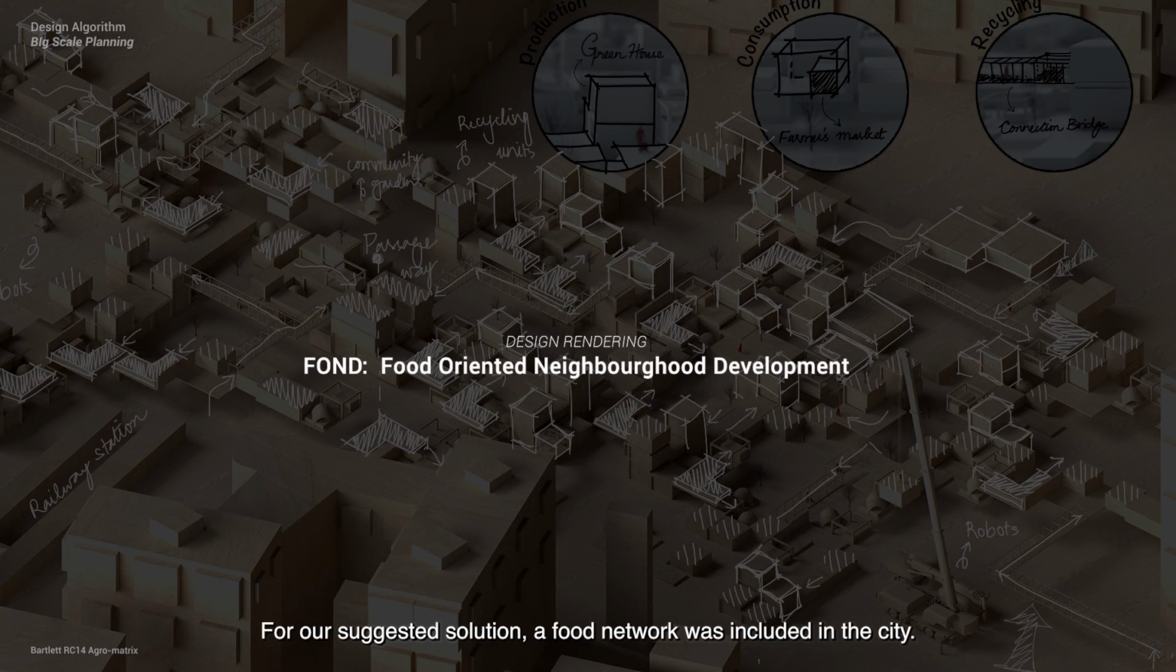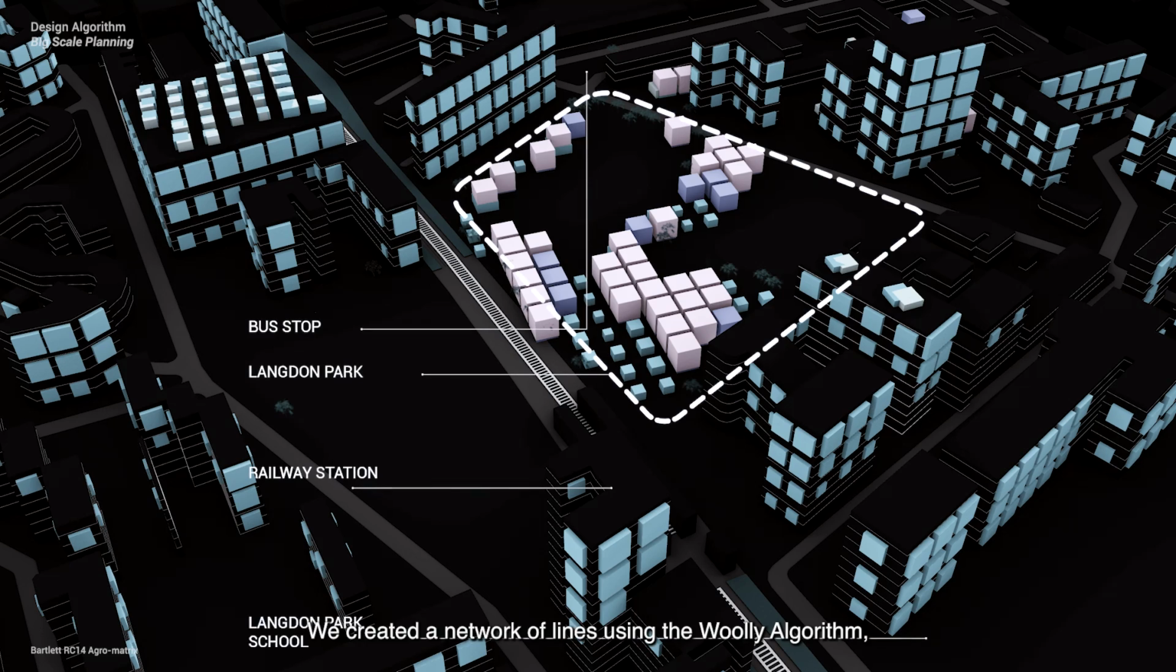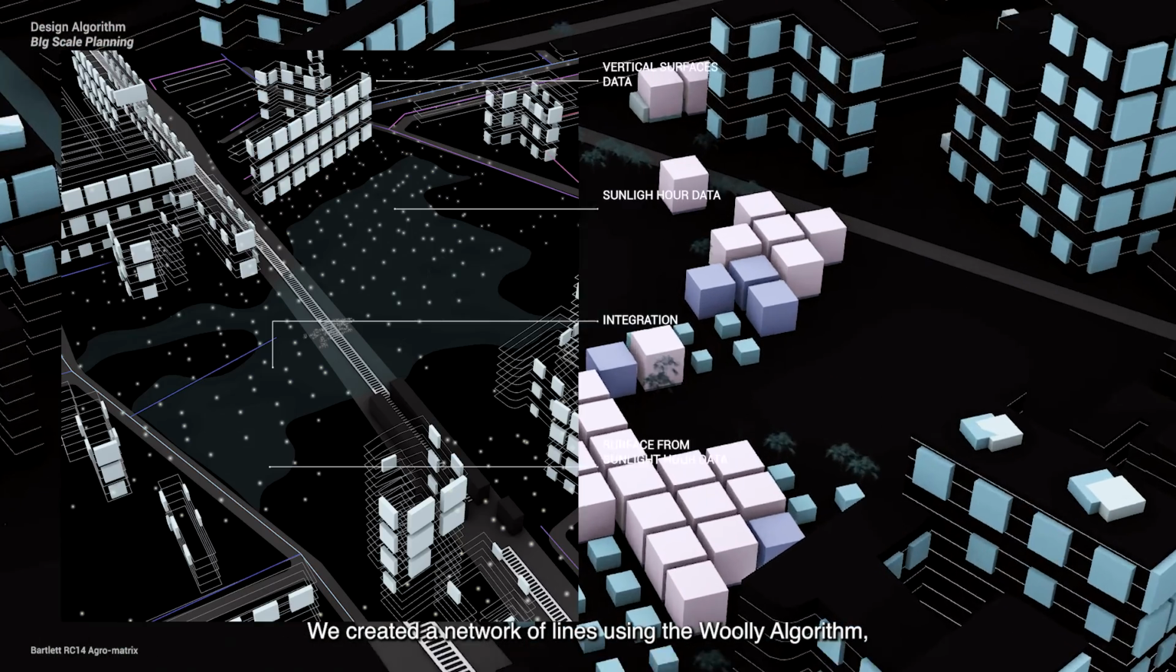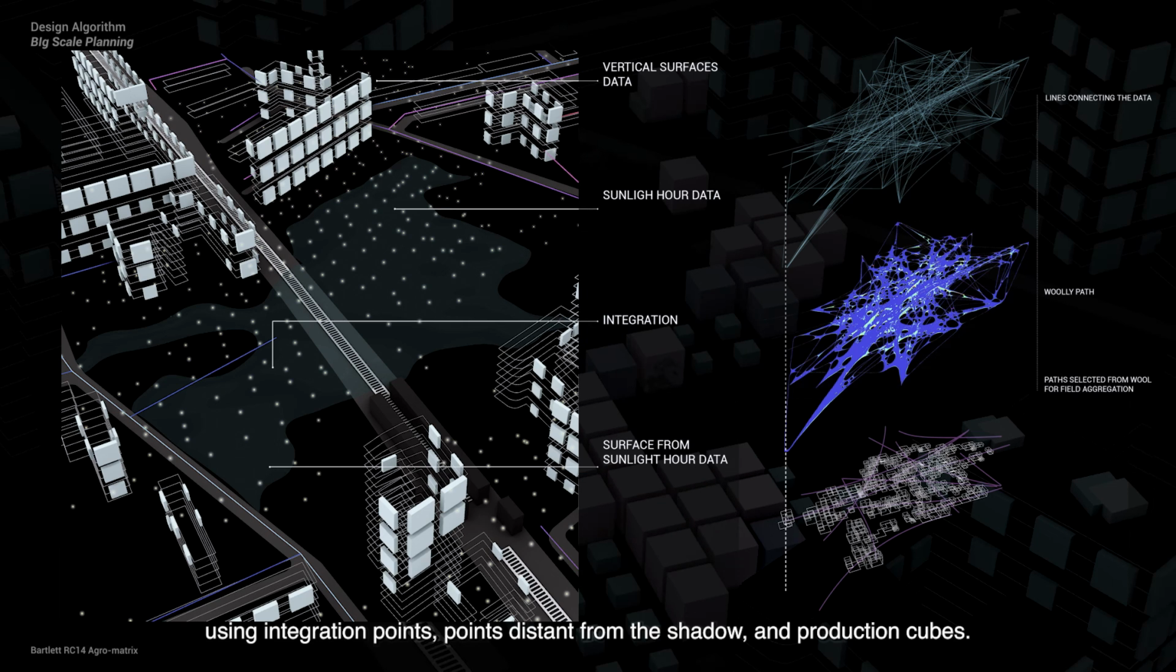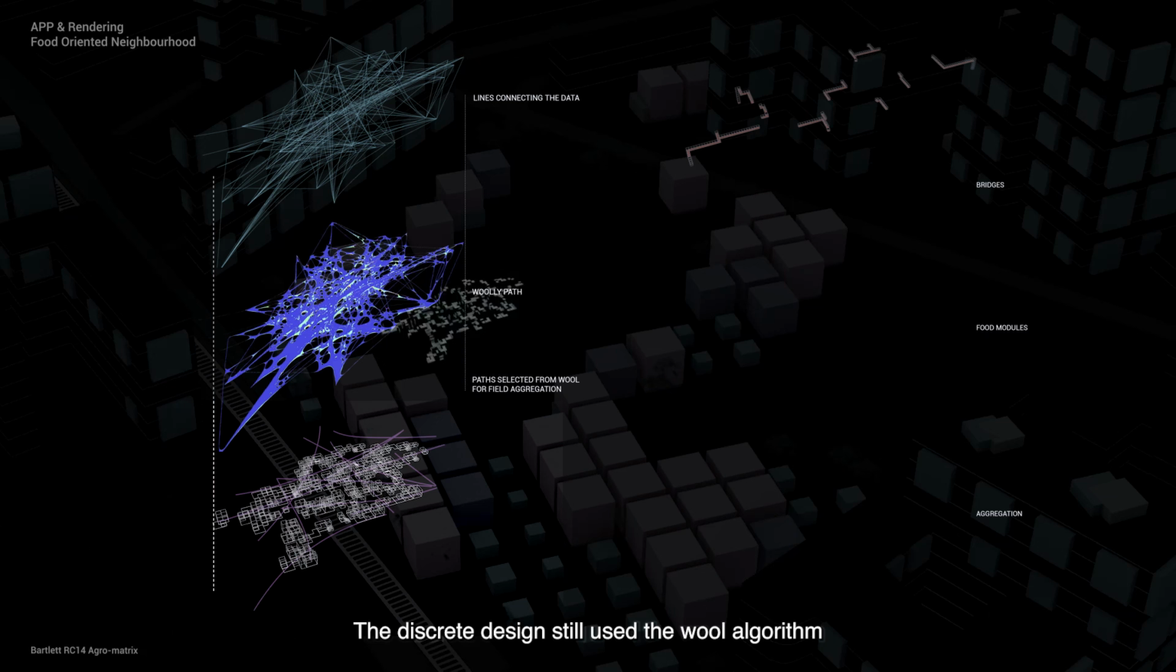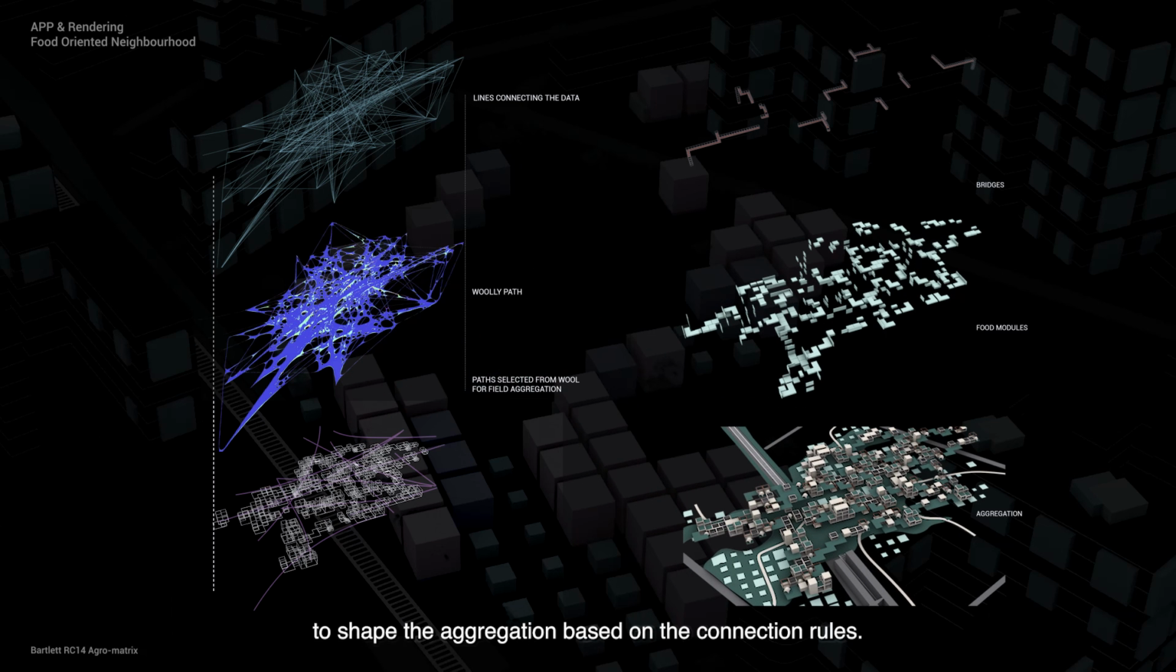For our suggested solution, a food network was included in the city. We created a network of lines using the Wool algorithm, using integration points, points distant from the shadow, and production nodes. The discrete design tool uses the Wool algorithm to shape the aggregation based on the connection rules.